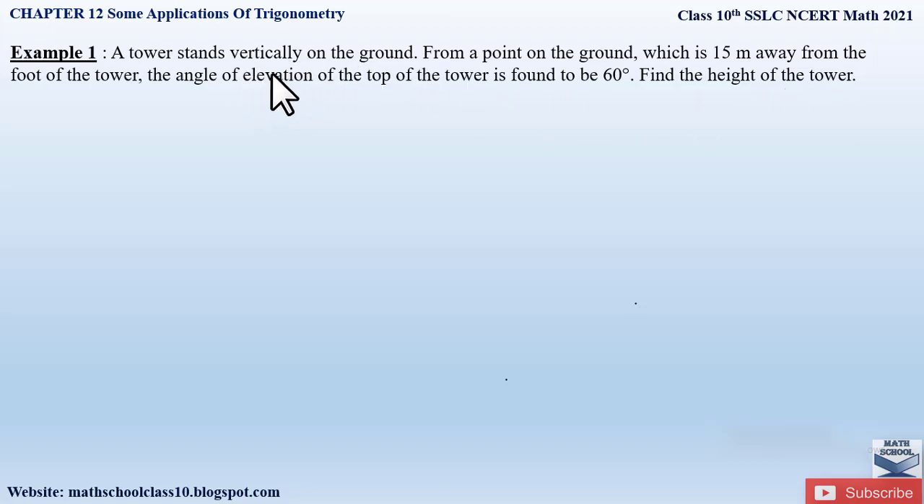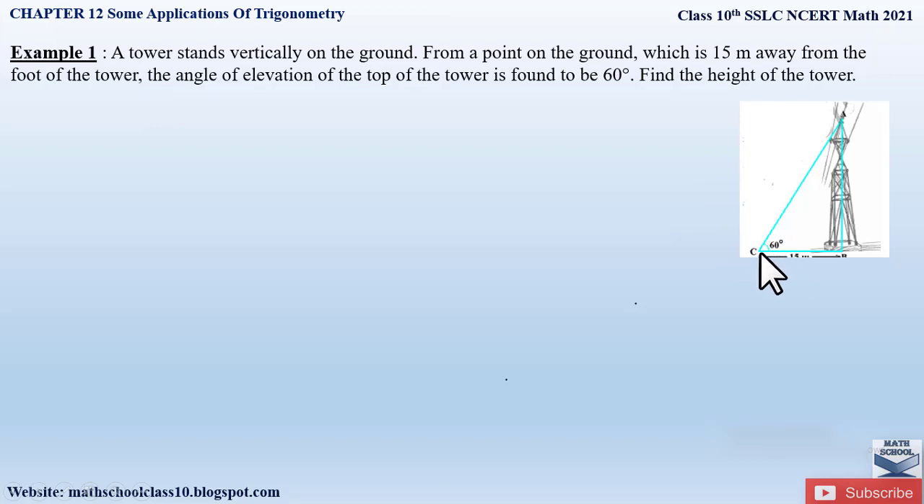So here you have to read the question very carefully so that you can draw the figure. What does the question say? A tower stands vertically on the ground. From a point on the ground which is 15 meters away from the foot of the tower. So there is a point on the ground. Let us take this point as C. The distance from this point to the tower is 15 meters. And also the angle of elevation of the top of the tower. Angle of elevation means we have to raise our head to look at the tower above. So this is called the angle of elevation, which is 60 degrees.